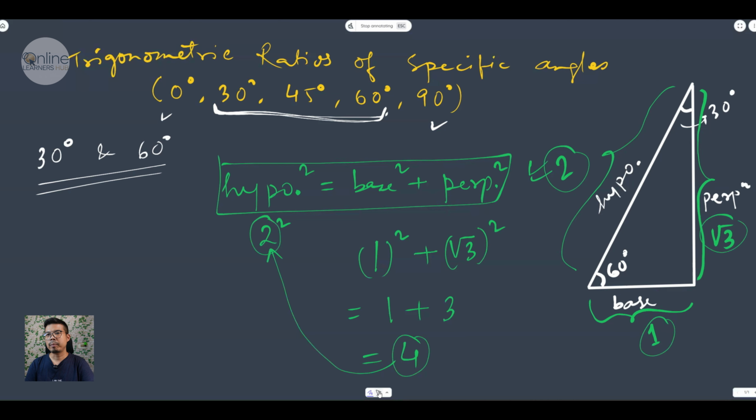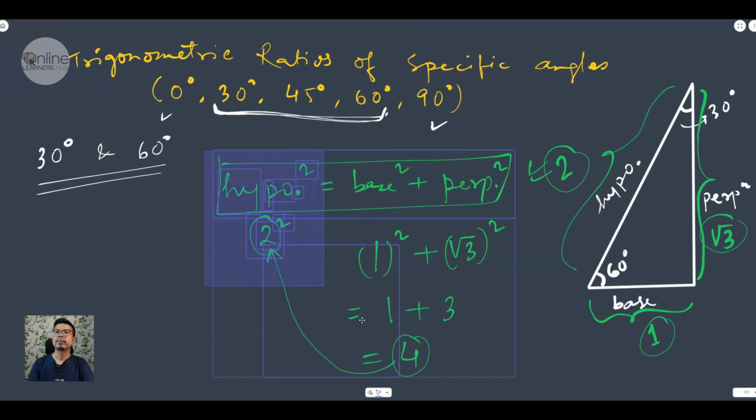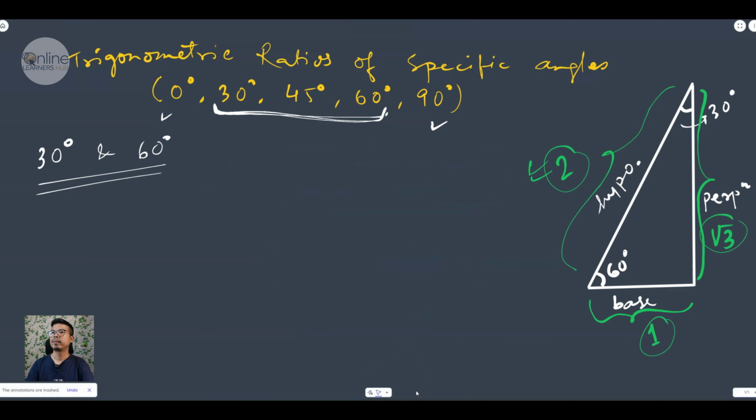All right, let me just quickly continue. Let me clear this first. Okay, now since the base angle is 60, let me start with 60. Let's say sine 60. What is the value of sine 60?